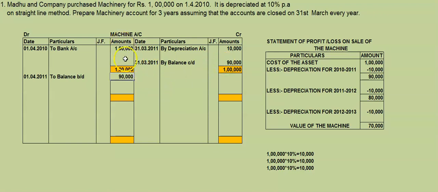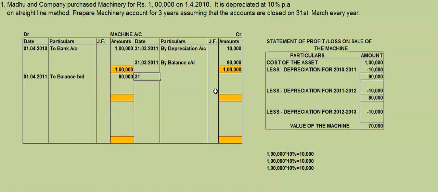What does this show us? It means we purchased the machine for 1 lakh. We have provided depreciation of 10,000 on that in the first year. After providing depreciation, the value of the machine has decreased to how much? 90,000. This is the closing value of the first year, which has become the opening value for the next year. So next year is 2011 to 2012.